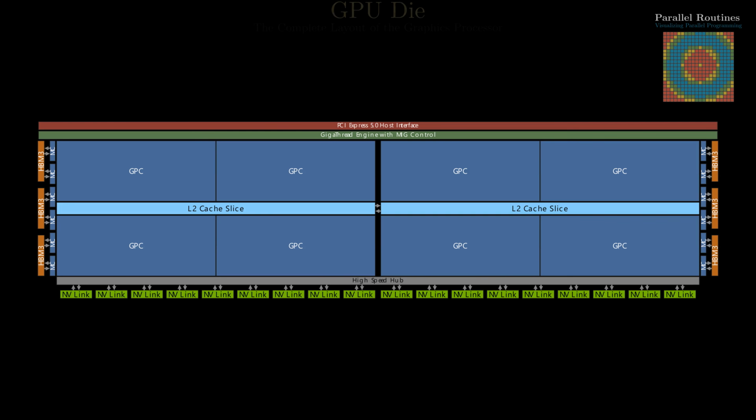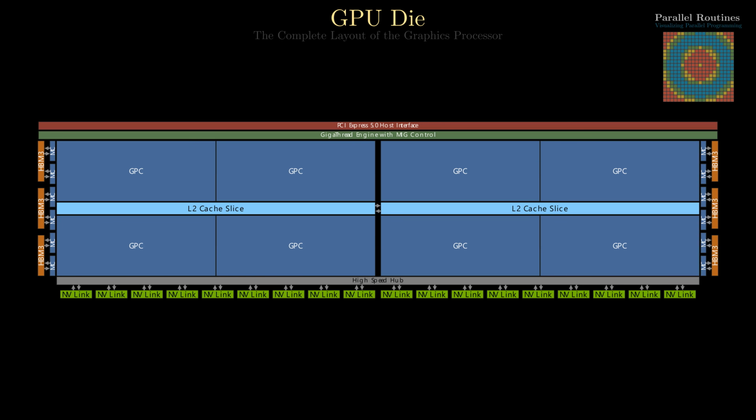Before we zoom into individual blocks, fix one idea in your mind. A GPU is not built to run one thing fast. It is built to run thousands of things efficiently, even when memory is slow. Every structure you're about to see exists to hide latency, maximize throughput, and keep execution moving forward.